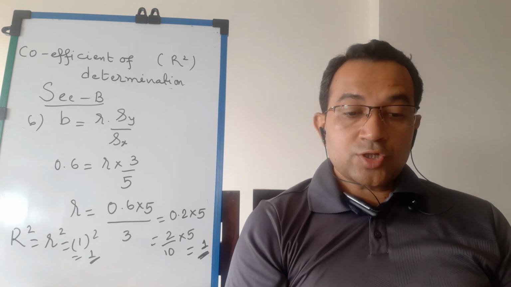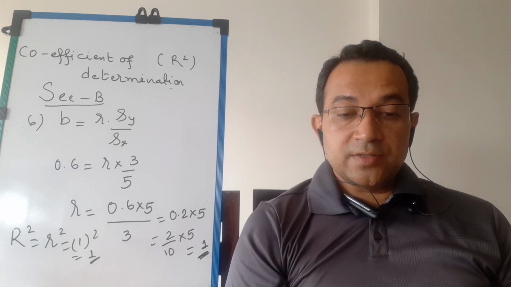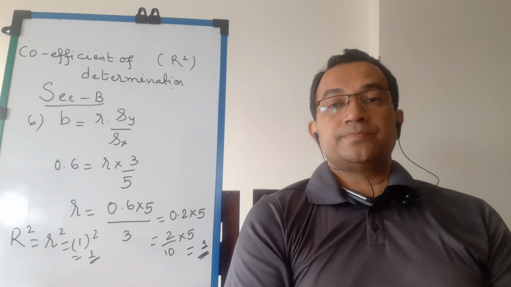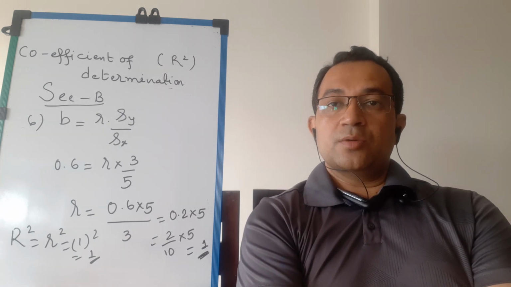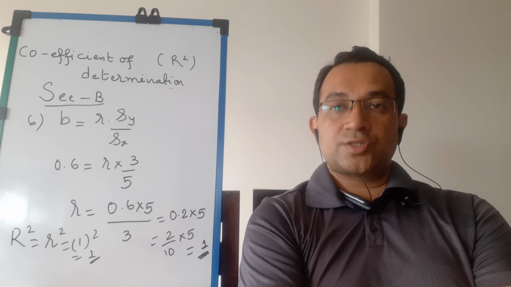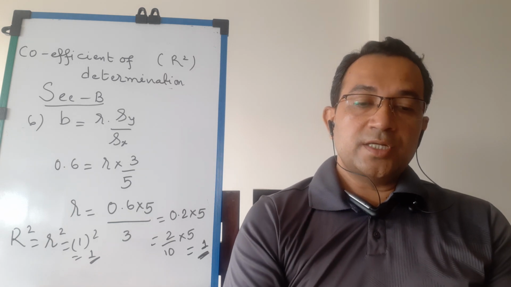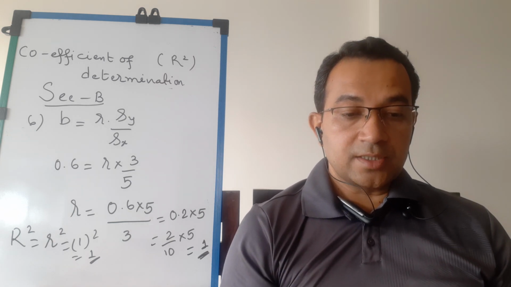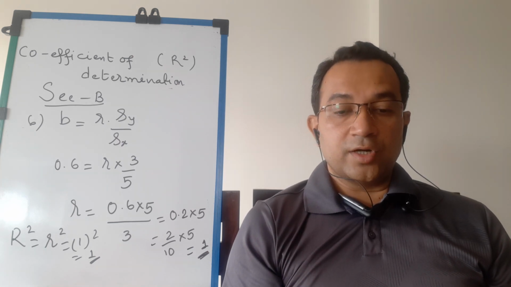State precautions which are necessary while using the regression. This topic I have not done because this topic was connected to coefficient of determination. Now, students, we can easily do this topic. State the precautions while using regression. This is given on page number 148.